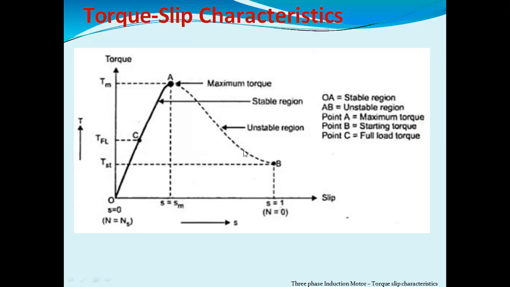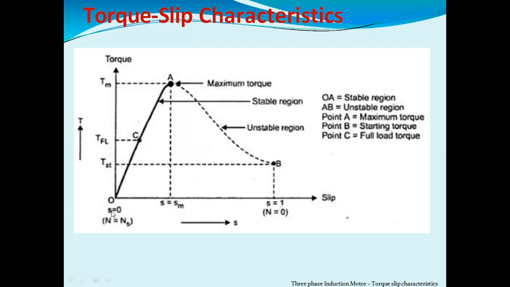So we can say starting torque is the torque produced by the induction motor when it is started, and at the start we take rotor speed capital N equal to 0. So the slip value will be equal to 1. And when N equal to Ns, the rotor speed is equal to Ns, and at that time you will get S equal to 0.